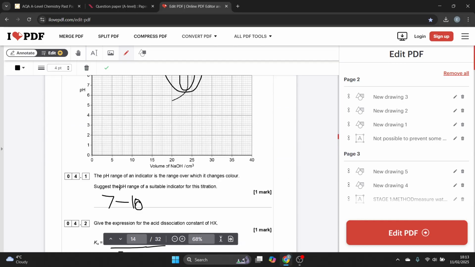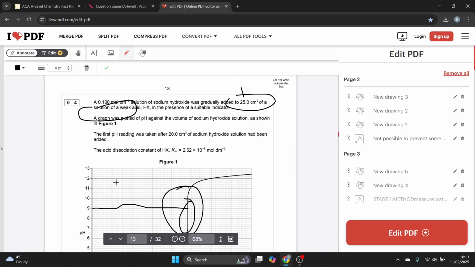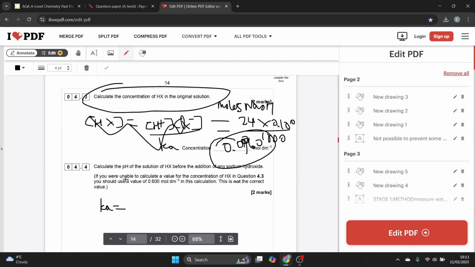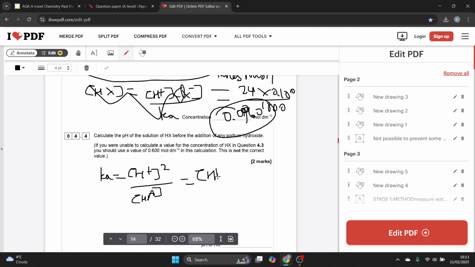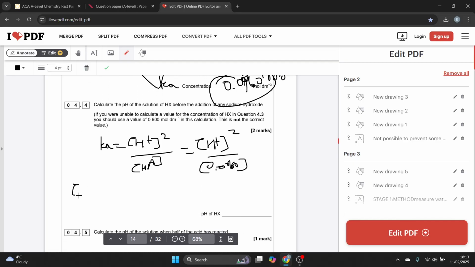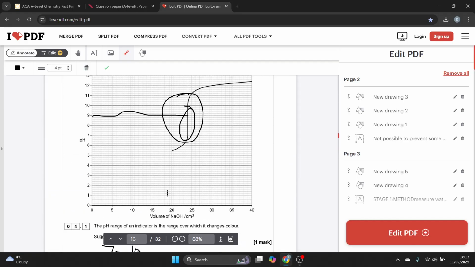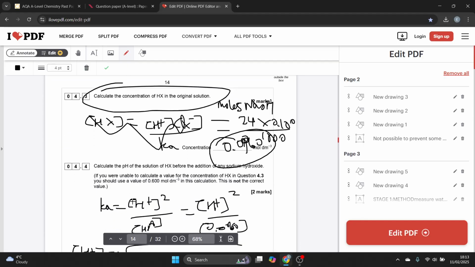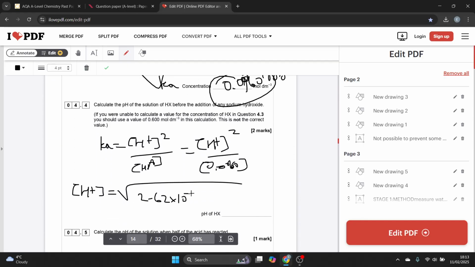Calculate the pH of the solution before the addition of any sodium hydroxide. Well, I know Ka equals the concentration of H plus squared, divided by HX. And I've got the concentration of that, 0.0960. Then the concentration of H plus is going to be the square root of Ka, 2.62 times 10 to the power minus 5, times 0.0960, and left to find the pH. Well, pH equals minus log 10 of the concentration of H plus, and I just substitute that answer in, and I get 2.80.